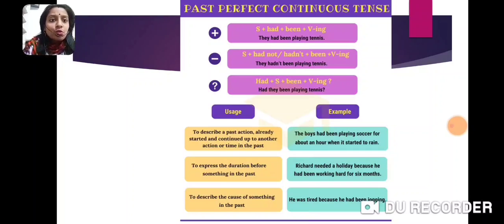Next one, to express the duration before something in the past. For example, Richard needed a holiday because he had been working hard for 6 months. Next, to describe the cause of something in the past. For example, he was tired because he had been jogging.